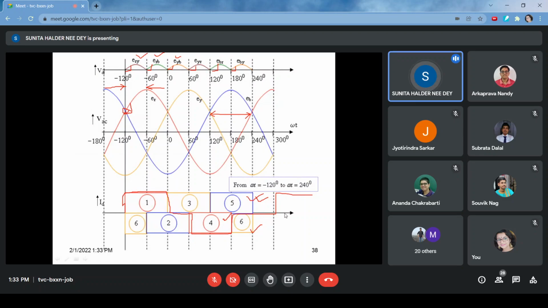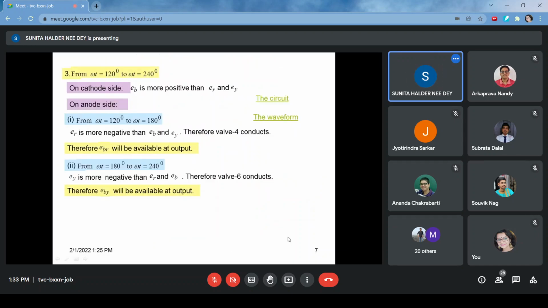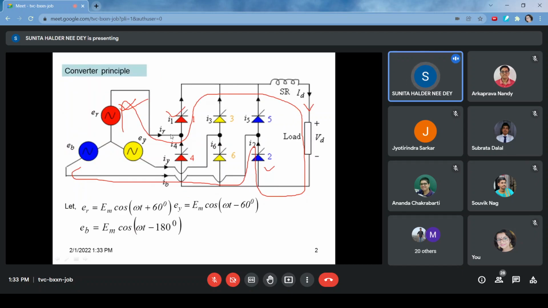So this will be the transformer secondary current, because the transformer secondary current will not be DC. I hope you have understood. So in the circuit, this transformer is supplying power to this load, or we are transforming the AC power to the DC power.